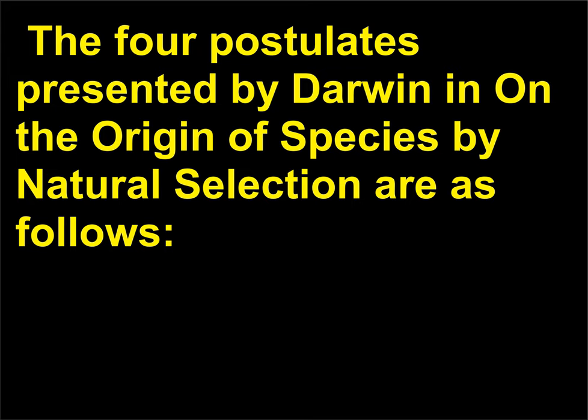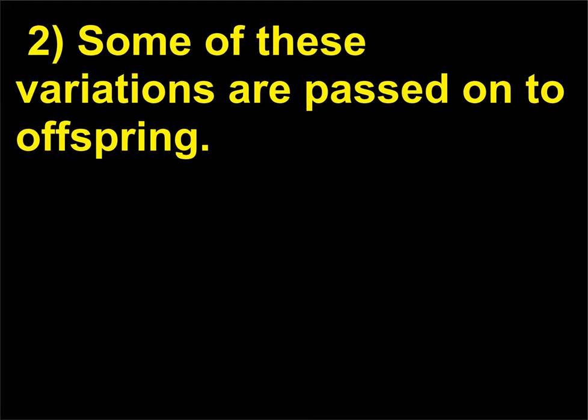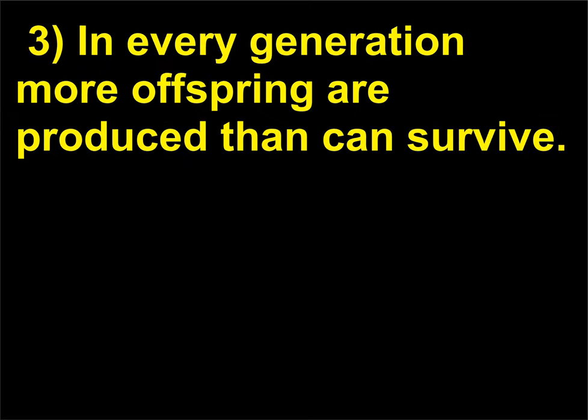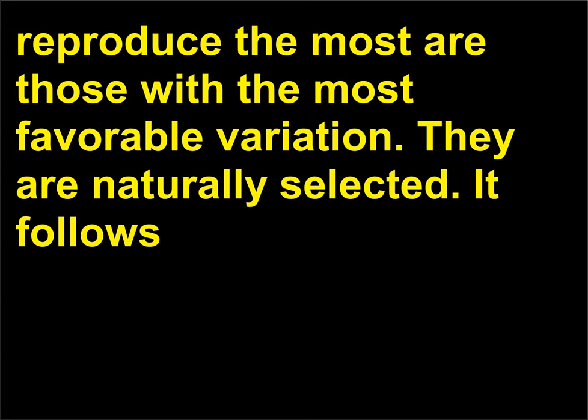The four postulates presented by Darwin in On the Origin of Species by Natural Selection are as follows. 1. Individuals within species are variable. 2. Some of these variations are passed on to offspring. 3. In every generation, more offspring are produced than can survive. 4. The survival and reproduction of individuals are not random; the individuals who survive and go on to reproduce the most are those with the most favorable variation.